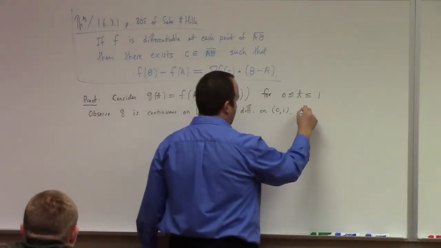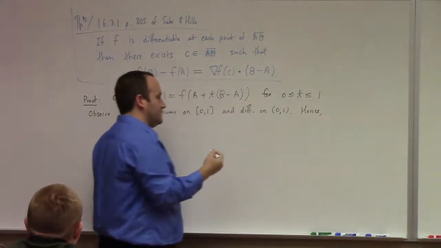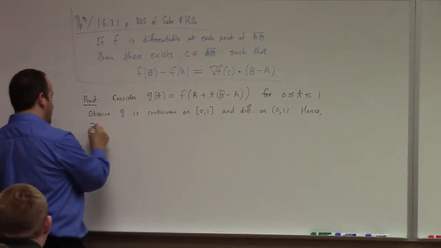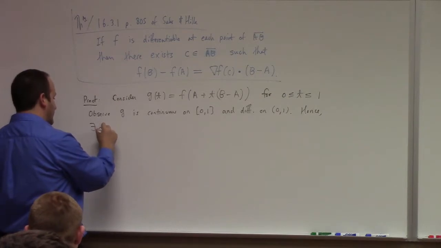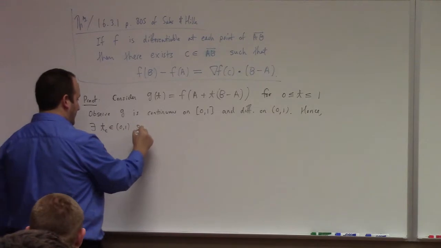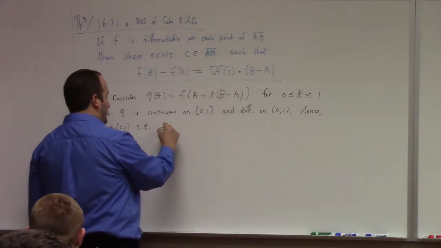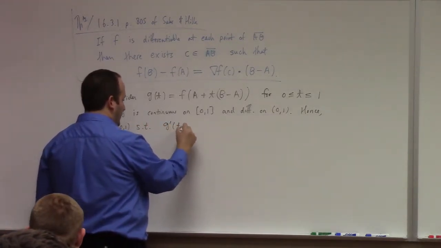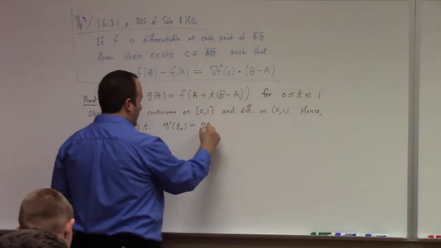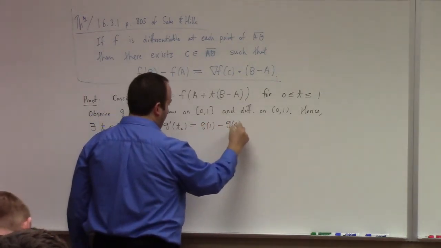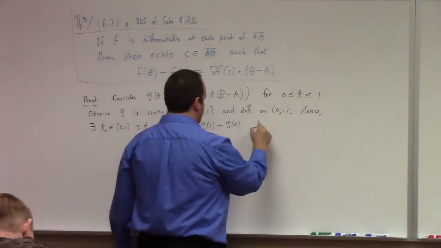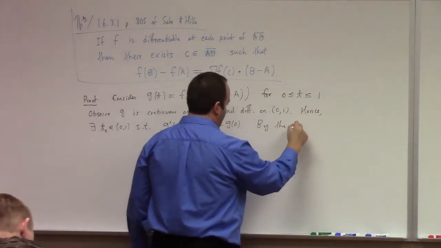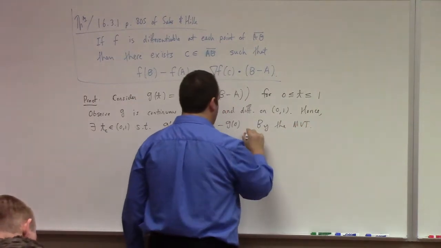Hence, there exists, let's say, t sub c in the interval from 0 to 1 such that g prime of t sub c is equal to g of 1 minus g of 0, by the mean value theorem of single-variable calculus, all right?